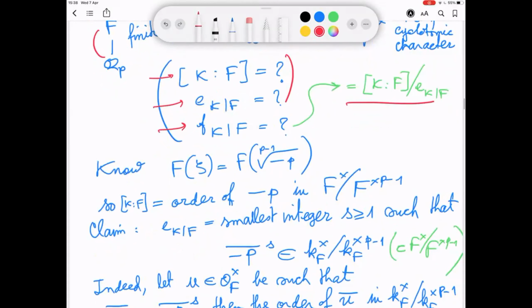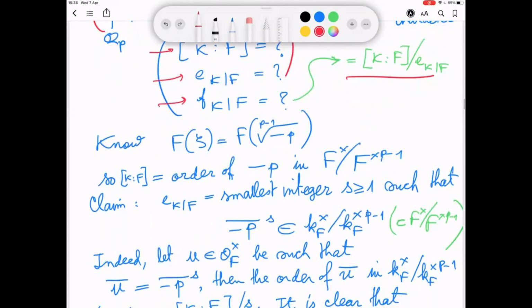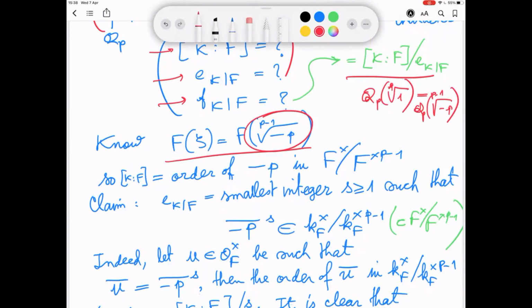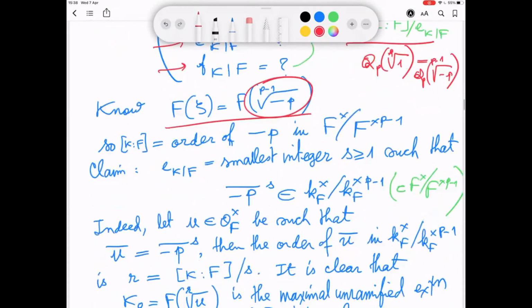So in order to determine this degree and the ramification index, we recall that F zeta, when I adjoin zeta, a primitive pth root of unity, that's the same as adjoining a p minus 1th root of minus p. Remember, we had proved that if you adjoin a pth root of unity to QP, that's the same as you adjoin a p minus 1th root of minus p. Okay, so I recall that.